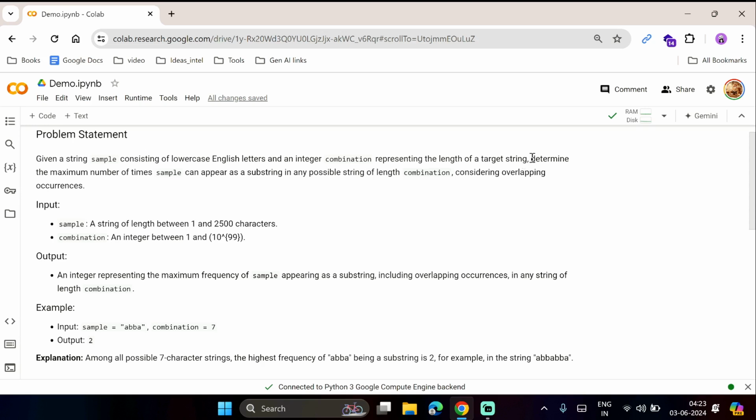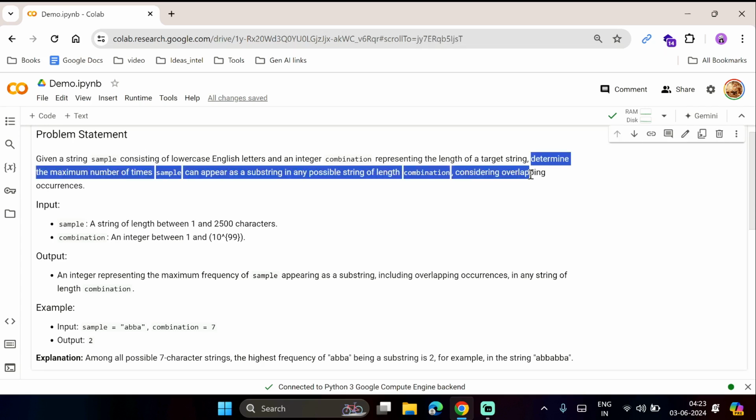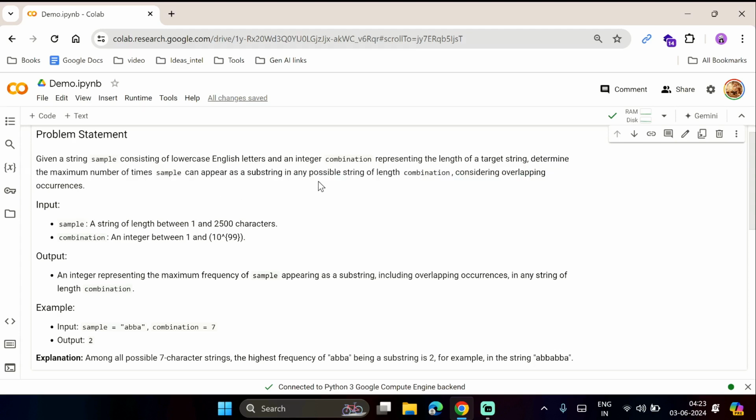Now our goal sounds very simple. The goal is to determine the maximum number of times this sample string can appear as a substring in any of the possible strings of length combination. Here combination means that particular integer, considering overlapping occurrences as well. So let's see whether you understand the problem statement. There are two inputs here. First of all, you are given a string and then you are given an integer.